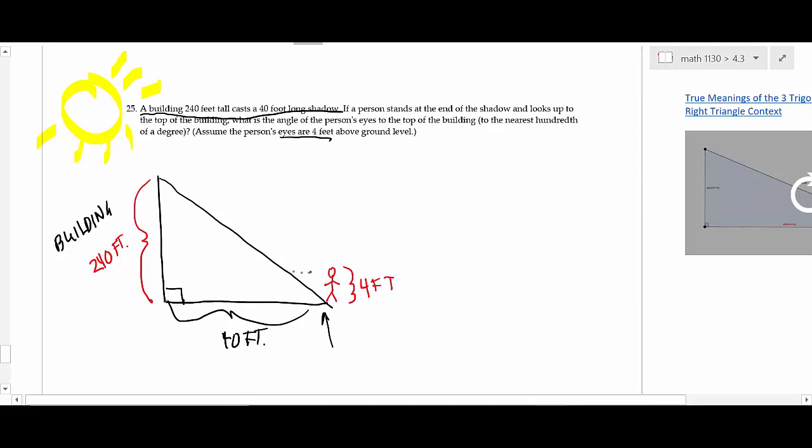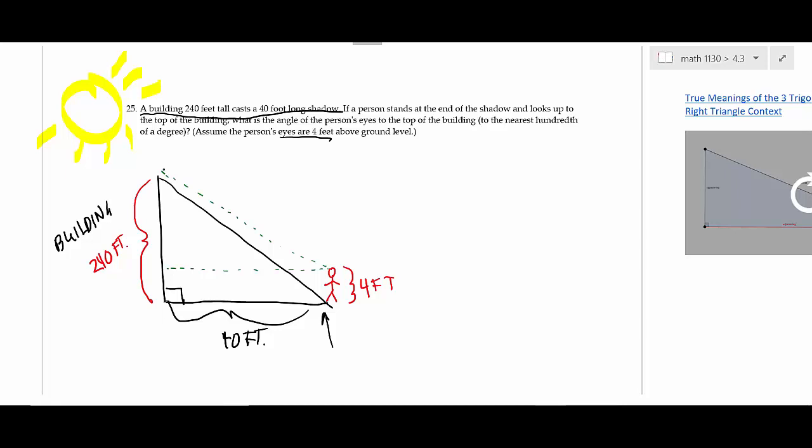It says they are looking up at the top of the building, so I'm going to put a little diagram up there. Now we're going to look at their line of sight, parallel to the ground. So I'm making that parallel, and then we're looking up at the top like that. Let's see what I'm getting myself into here. I think I've got everything. The person is in the shadow, looks up at the top of the building. What's the angle of the person's eyes to the top of the building? I've got plenty of information to figure this out.